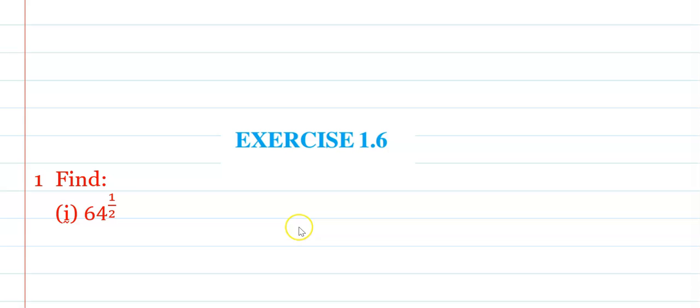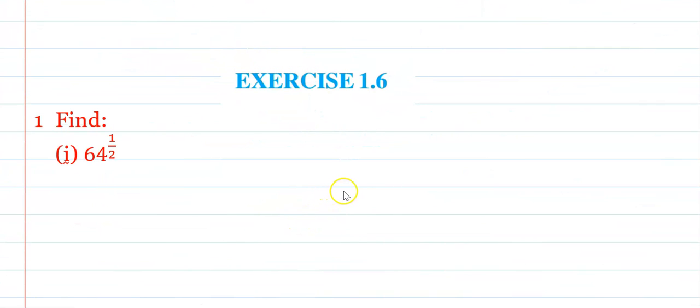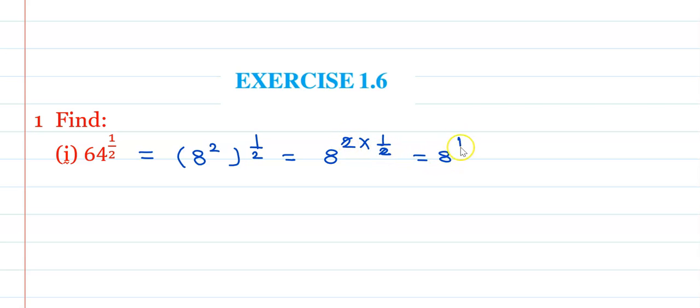Okay. Now we'll start the exercise 1.6. Now this is a very simple example. Find the value of 64 raised to 1 upon 2. Now this 64 can be written as 8 raised to 2. And here we have the 1 upon 2. And that is 8 raised to 2, power to the power means multiplication of the powers, 2 into 1 upon 2. And here these 2 get cancelled. 8 raised to 1, and the answer is 8.